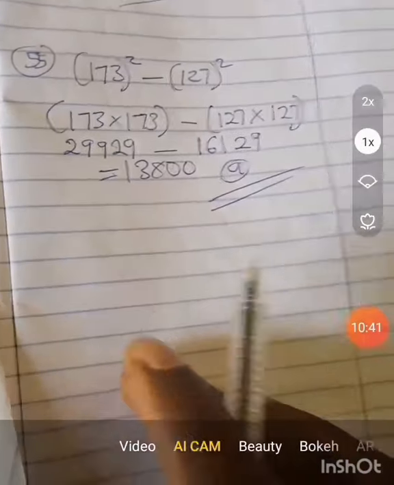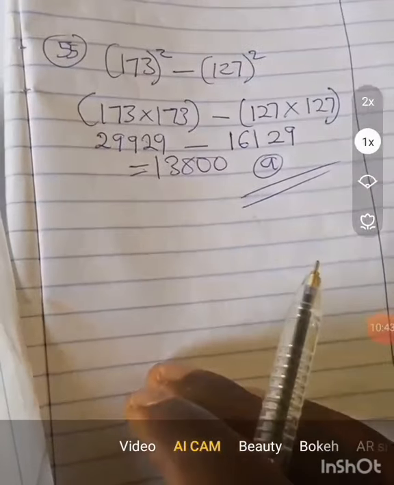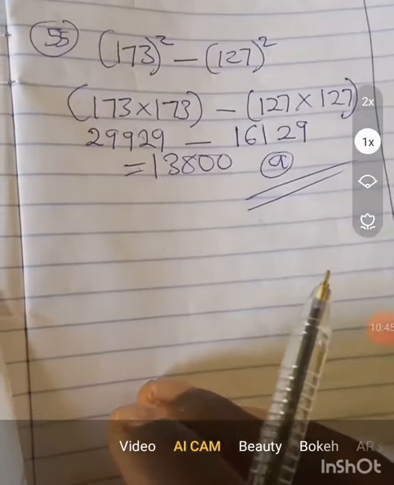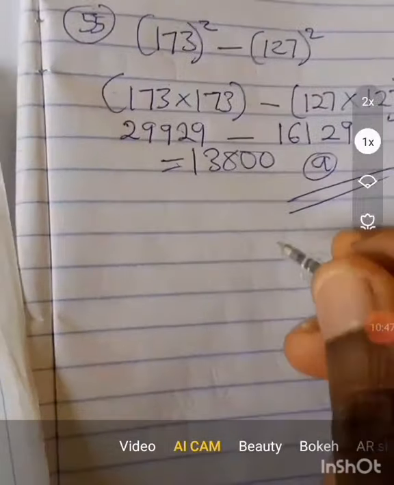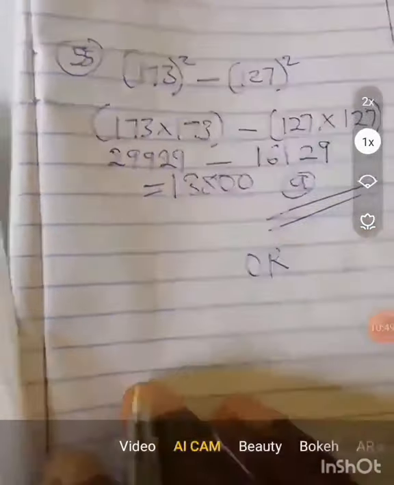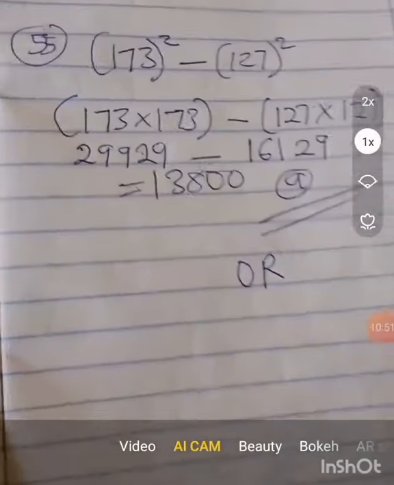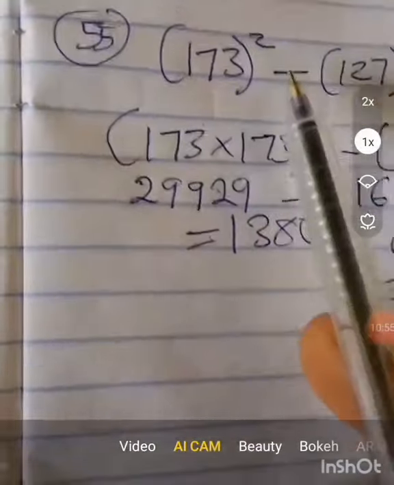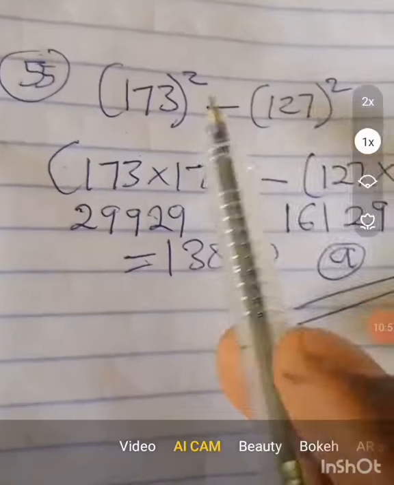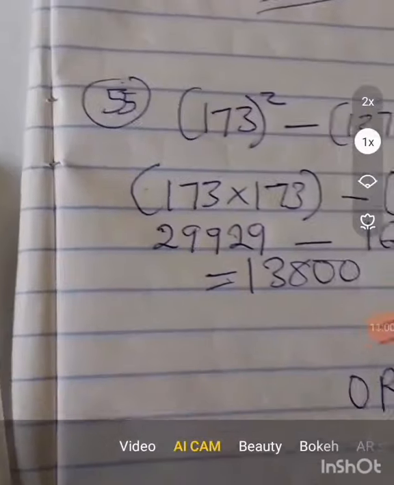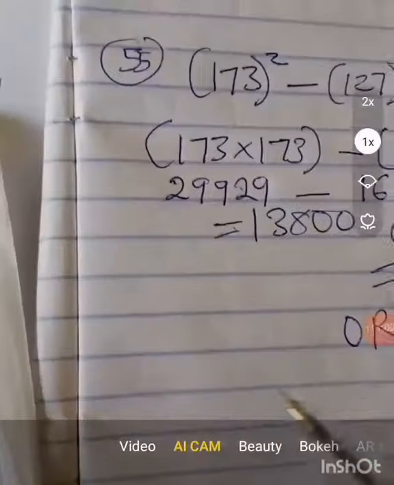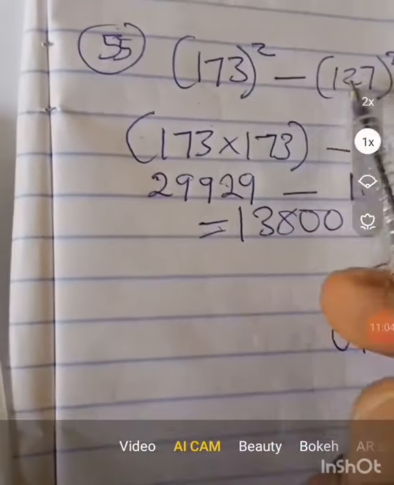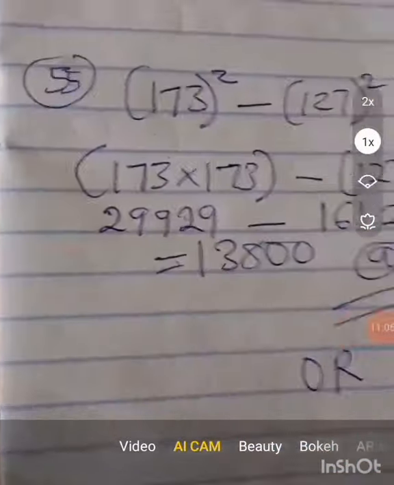Okay, so if you look at that number 55, though the method we follow is quite long, you can actually use a different method. You can use difference of two squares. So you can see that these are actually two squares, and difference means minus. If you see difference of two squares, we can use a formula. The formula is that we add the two of them, subtract the two of them, then we multiply them.